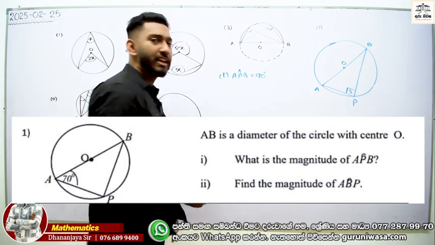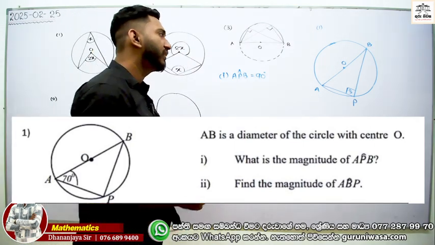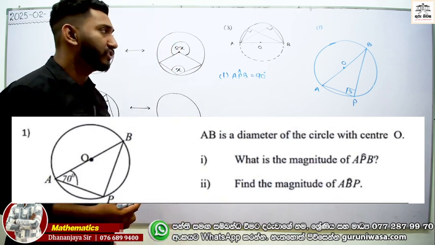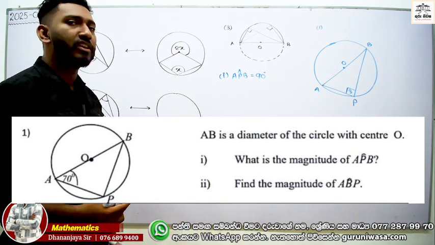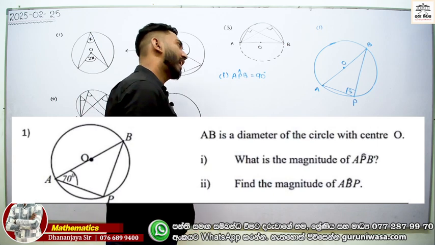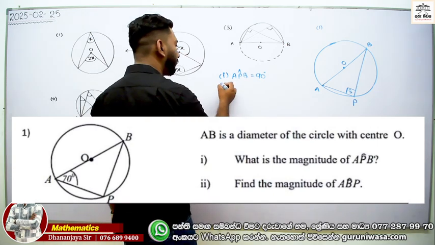What's the reason? Angle in a semicircle. Angle in a semicircle is 90 degrees. You can also call it the right angle. Angle in a semicircle, right?